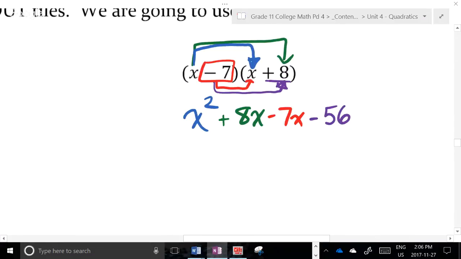Well, it takes a bit of practice, but the idea is that the distributive property tells us that the first term in this bracket has to get multiplied by both of those, and the last term.